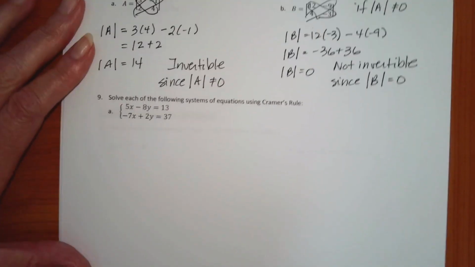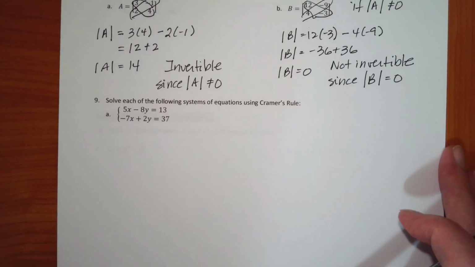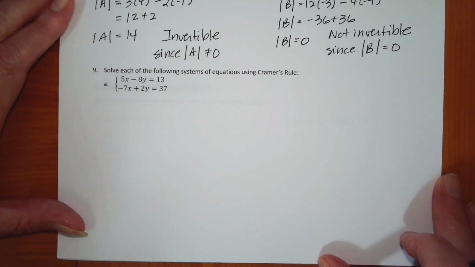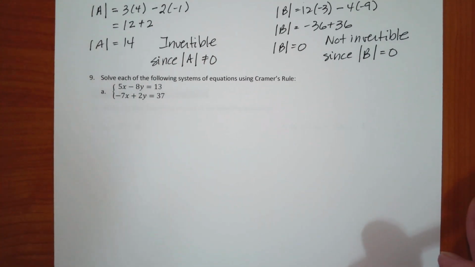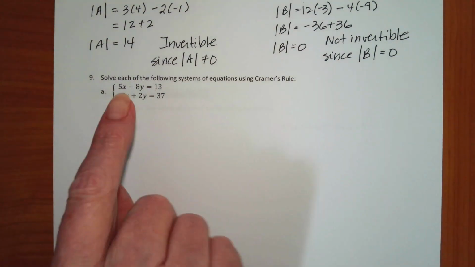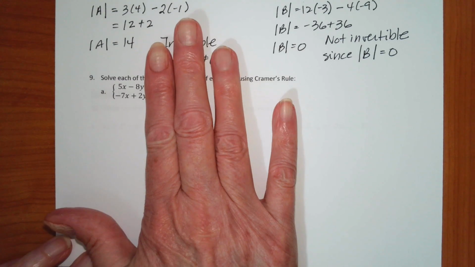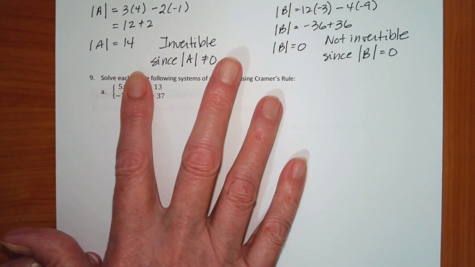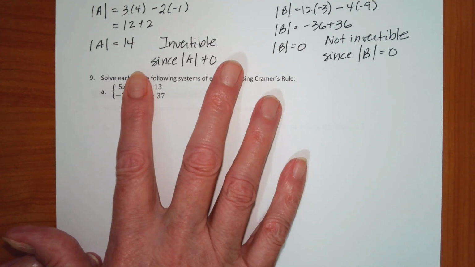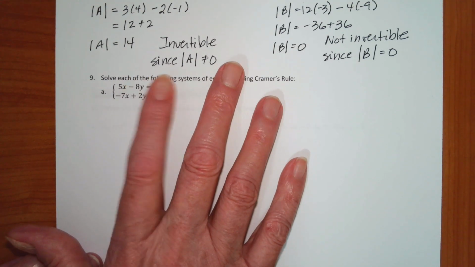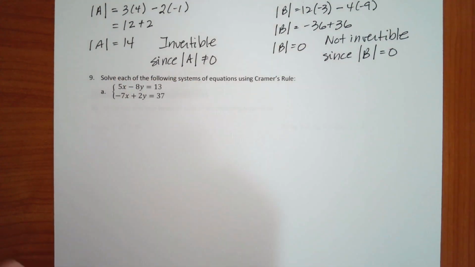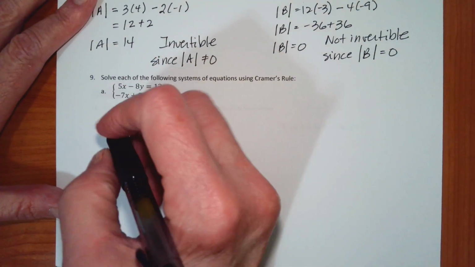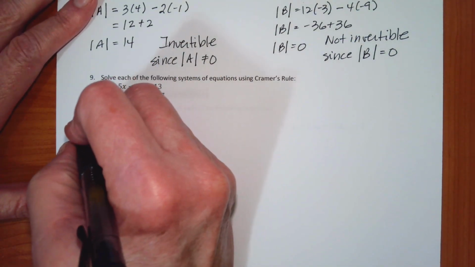Okay, so how do we use this to solve a system using Cramer's rule? Well, that means we have to find three determinants. We have to find the determinant of this matrix, and this matrix, and then also this one, but this one is reversed, so let's just go through it all.